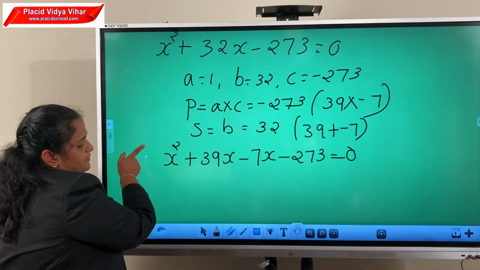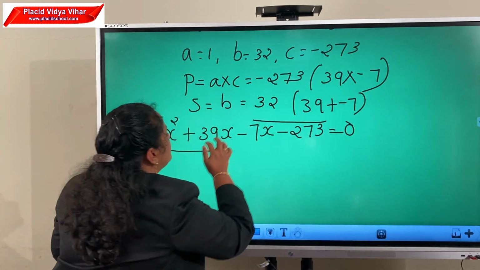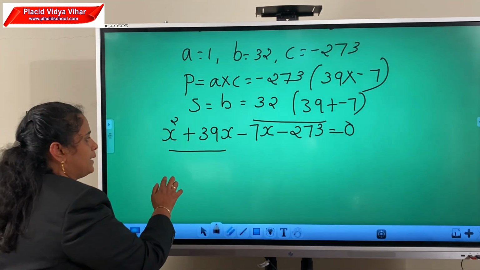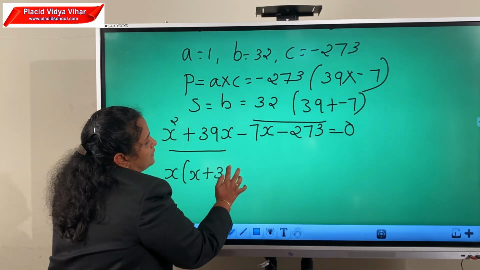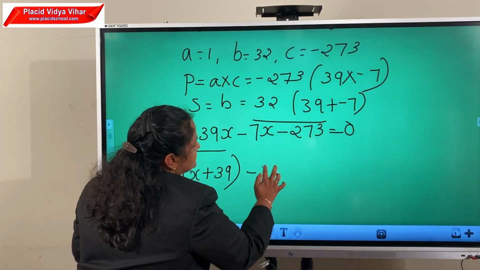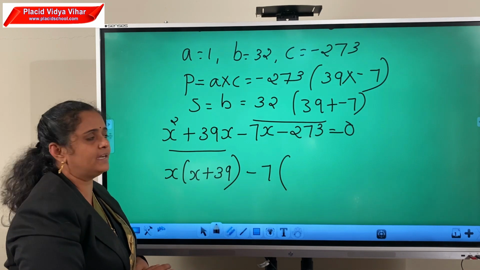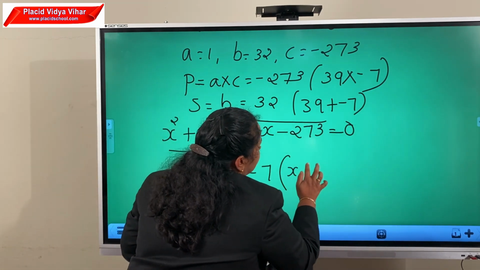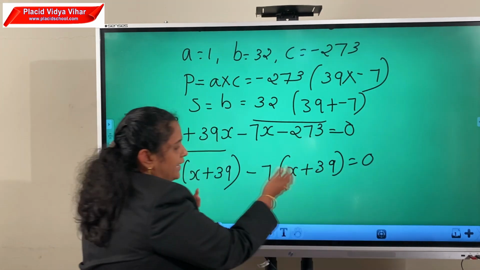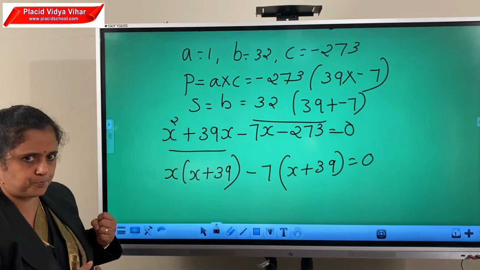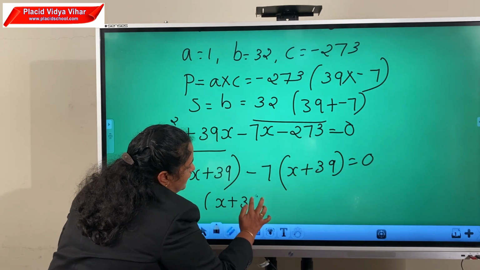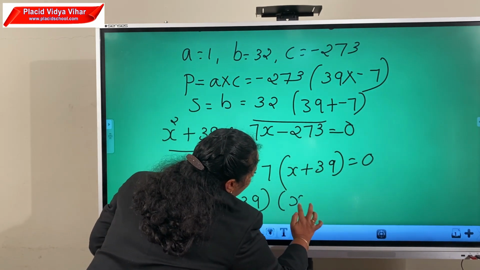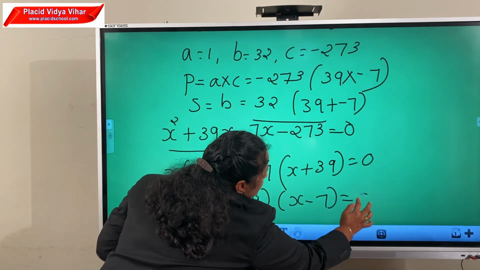Then we can group the first two and last two. The first two terms, what can we take common? The first two terms we can take x common, that is x into x plus 39. The last two terms we can take minus 7 out, that is minus 7 into x plus 39 is equal to 0. And again in these two terms we can take x plus 39 out. That is x plus 39 common, that is x plus 39 into x minus 7 is equal to 0.